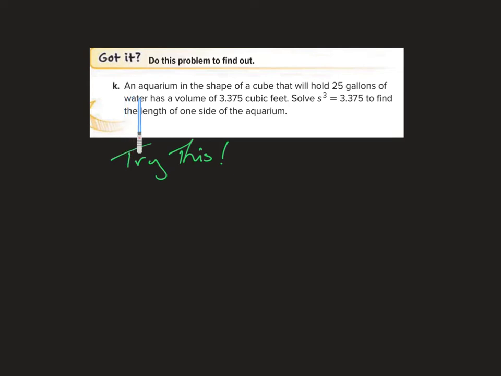So the problem reads, an aquarium in the shape of a cube that will hold 25 gallons of water has a volume of 3.375 cubic feet. Solve s cubed equals 3.375 to find the length of one side of the aquarium. So what we do is set up our equation.